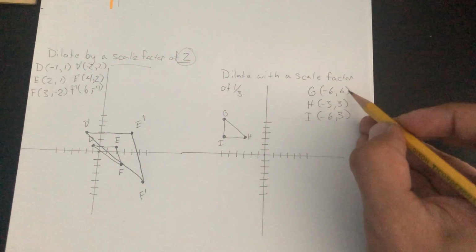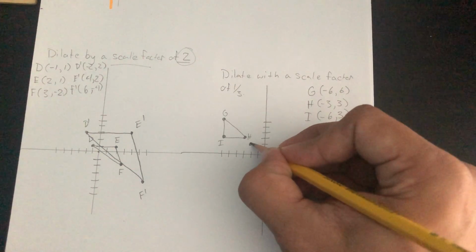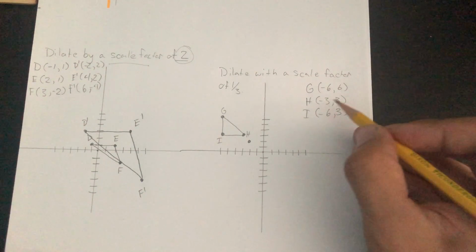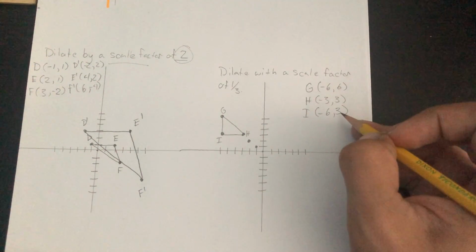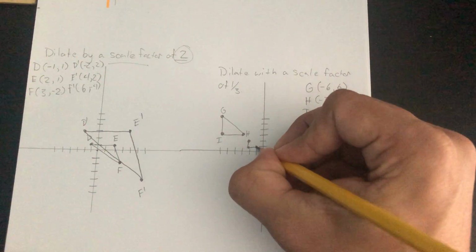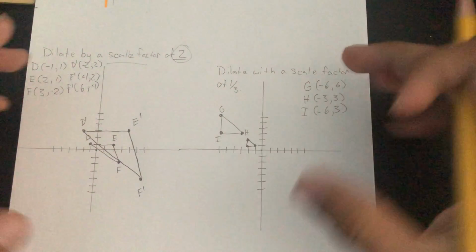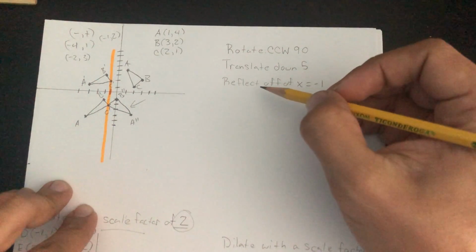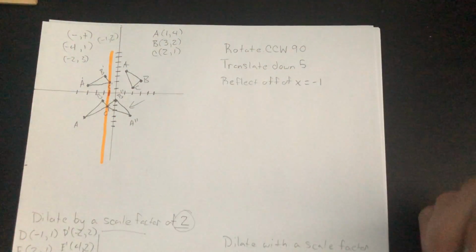So instead of -6, 6, it's going to be at -2, 2. So -2, 2 would end up right here. Instead of -3, 3, it's actually going to be -1, 1. And instead of -6, 3, it's going to be -2, 1. So it shrank to make this little itty bitty triangle right there. And that's it. That's what dilation is. If you need more clarification on rotation, translation, or reflection, I'd watch my video called Transformations, and you could work on each one individually in that video. And that's it.